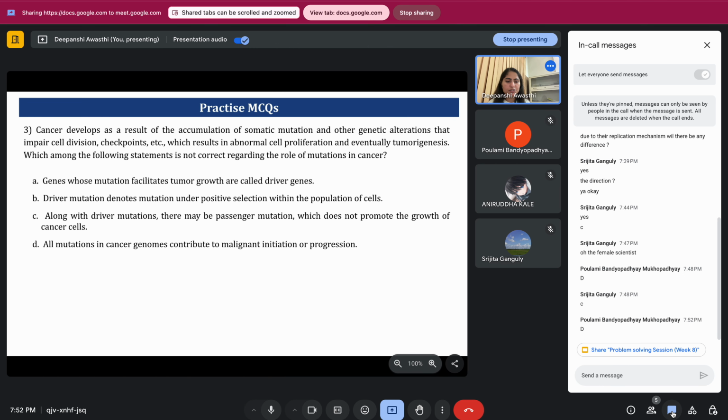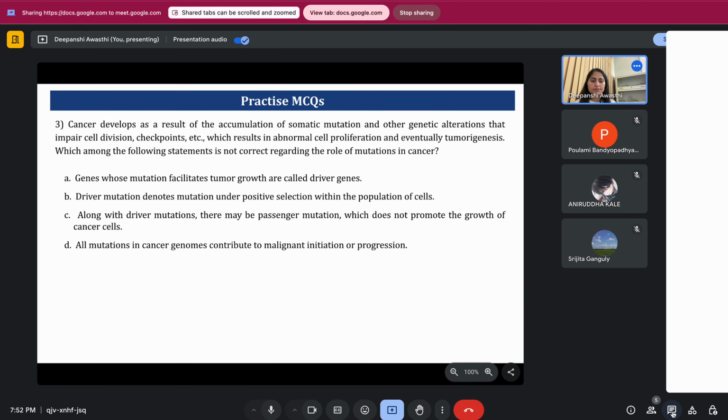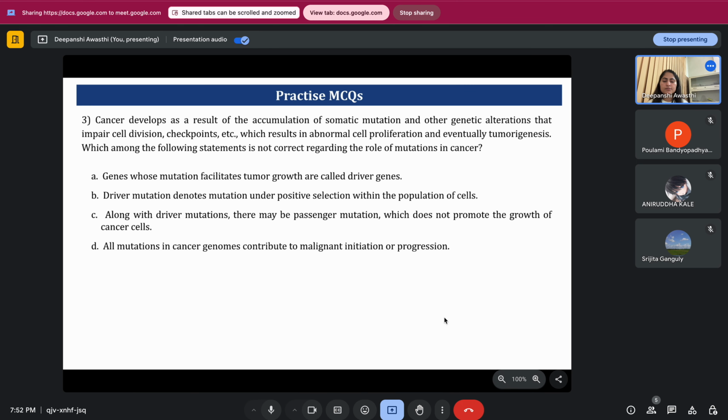Okay, so Polemy has mentioned option D. Anyone else want to guess any option? Okay, so we will see.